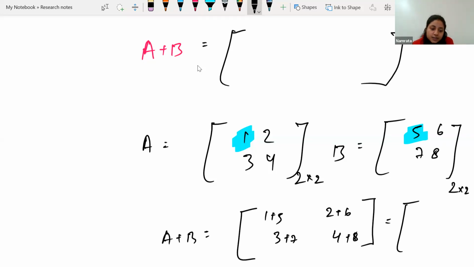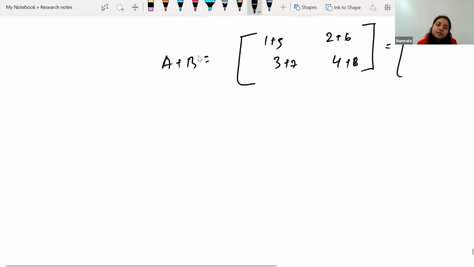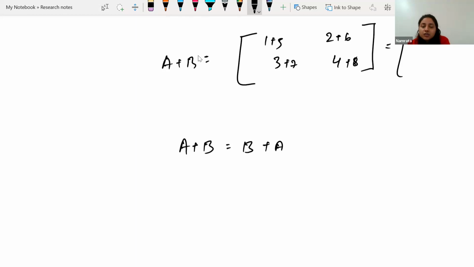Let's move to the next concept. Now, addition of matrices is commutative. A plus B will always be equal to B plus A. So while solving any question in future, instead of A plus B, we can write B plus A because both will give the same result. The commutative property holds for addition.